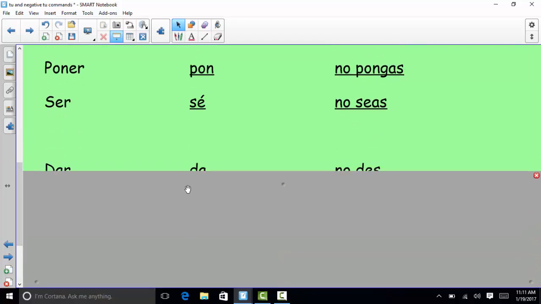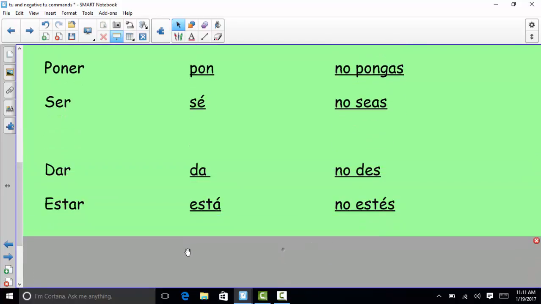Okay, and then I do have two more, dar and estar, and I put those at the bottom because the positive tú command forms are normal, but the negative are a little different. So you don't start with doy and you don't start with estoy. So that's what makes these negative commands irregular. So the positive command would be da, and then negative would be no des. Positive for estar is está, and negative is no estés.